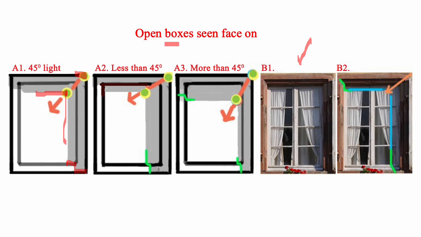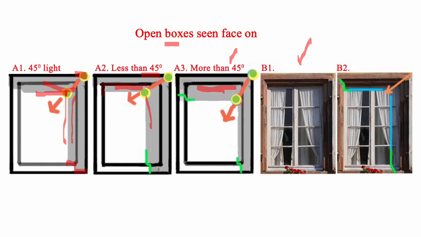If the light is 45 degrees, then this shadow and this shadow are the same degree of thickness. If it's less than 45 degrees, then the upper one is thinner than the lower one. And if it's more than 45 degrees, then the upper one is the thickest.